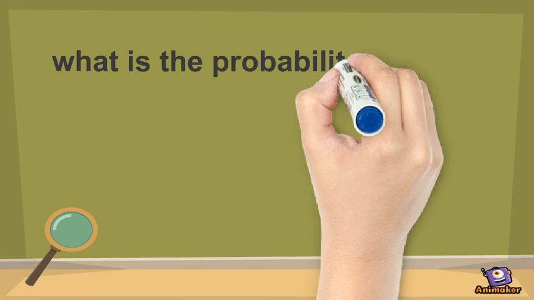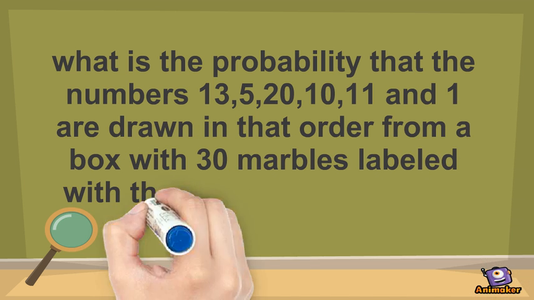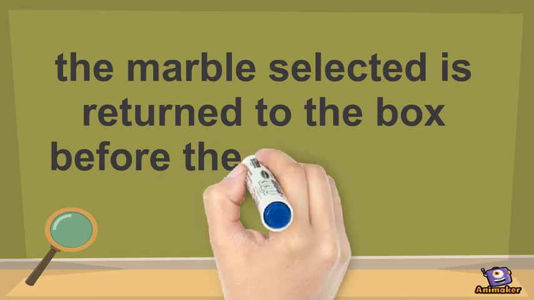What is the probability that the numbers 13, 5, 20, 10, 11 and 1 are drawn in that order from a box with 30 marbles, labeled with the numbers 1, 2 to 30, if the marble selected is returned to the box before the next marble is selected?